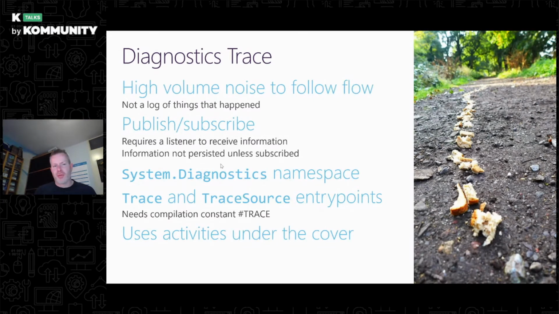If you're not listening like before, if there's no subscription, the information that is published ends up nowhere, and that's totally fine. It is a choice to add this to your build or not, because trace and trace source entry points are only available or effective if you compile with the compilation constant trace. And that is what you need to set in your project properties. So the compiler will compile with the trace flag, which makes sure that the trace thing actually does something. And under the covers, it's using activities, and we'll talk about that in a second.